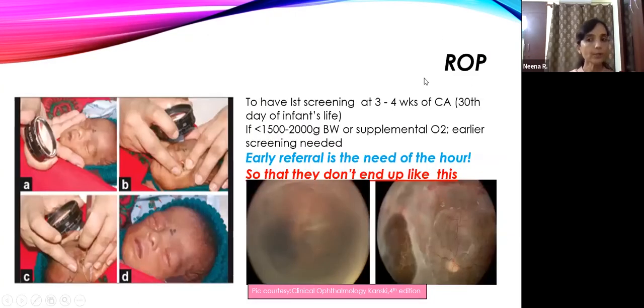So a word about ROP. The ROP awareness is good, and we don't see any bad cases nowadays. But once again, emphasizing the need for early screening, especially if the child has low birth weight or a stormy neonatal period, so that they don't end up like this, when we cannot do anything for their vision.